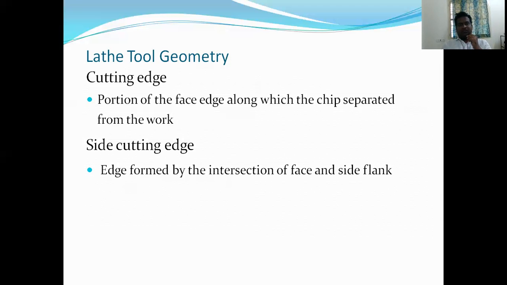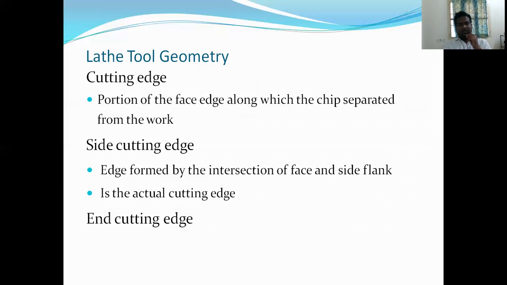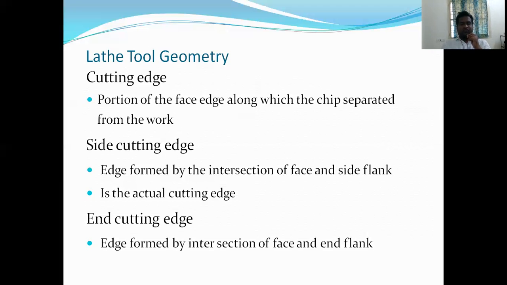Side cutting edge. The edge formed by the intersection of the face and the side flank. So this is the actual cutting edge formed while doing the operation. And end cutting edge. The edge formed by the intersection of the face and the end flank. So these are the cutting edges: one is the cutting edge, the second is the side cutting edge, and the third is the end cutting edge, right?